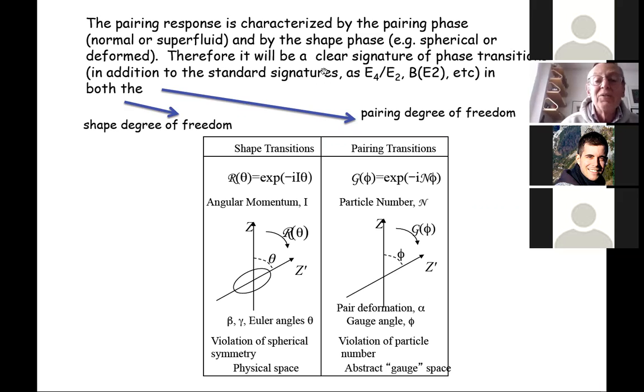And in addition to the normal signatures, which can be, I just mentioned here, the ratio E4/E2 or the B(E2)s, the two-particle transfer may also provide a hint and a possible signature for this transition. This is the usual picture that tries to show the correspondence and similarity between what is happening in the shape degrees of freedom with the angular momentum, and what is happening in parallel in the pairing degrees of freedom in gauge space. In both cases, you can have spherical and deformed in the normal space, and you can have sphericity and deformation in the pairing degrees of freedom.